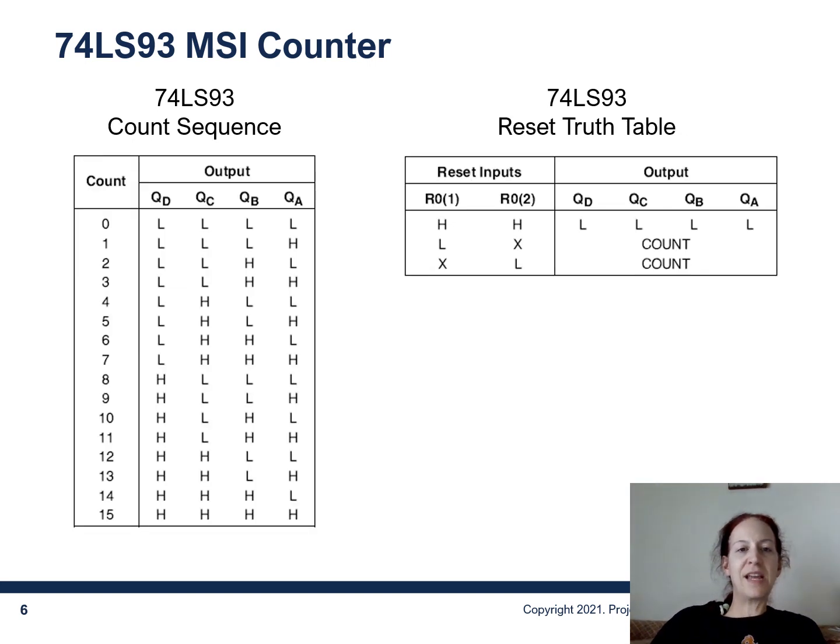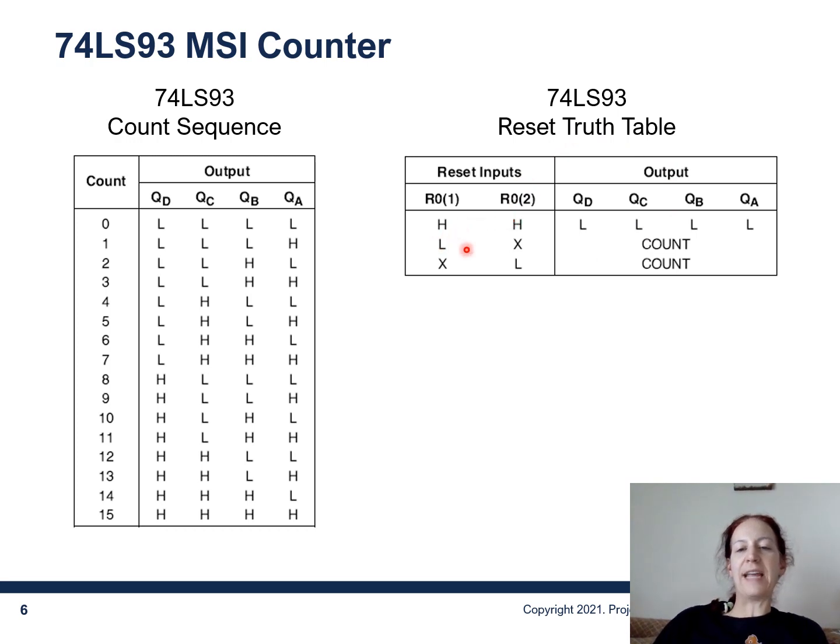Okay, next thing, this is your clock count. That's pretty ordinary. 0 is low, low, low, low, 0, 0, 0, 0. 15 is 1, 1, 1, 1. And then you have everything in between. Just note that QA is your 1's bit and QB is your 2's bit, your 4's bit, and your 8's bit out here.